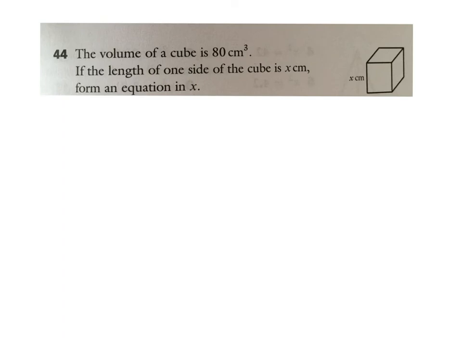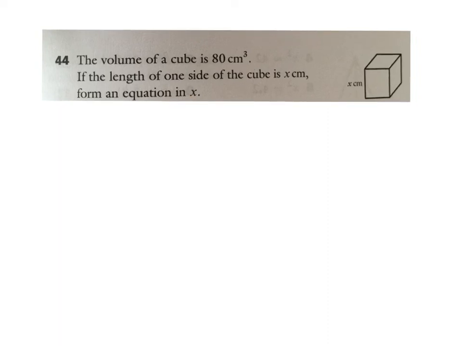The volume of a cube is 80 centimeters cubed. If the length of one side is x, form an equation in x. So if one side's x and it's a cube, that means that if it's a cube, every side is the same length. So we can label the base and the width, or the length and the width, x as well.